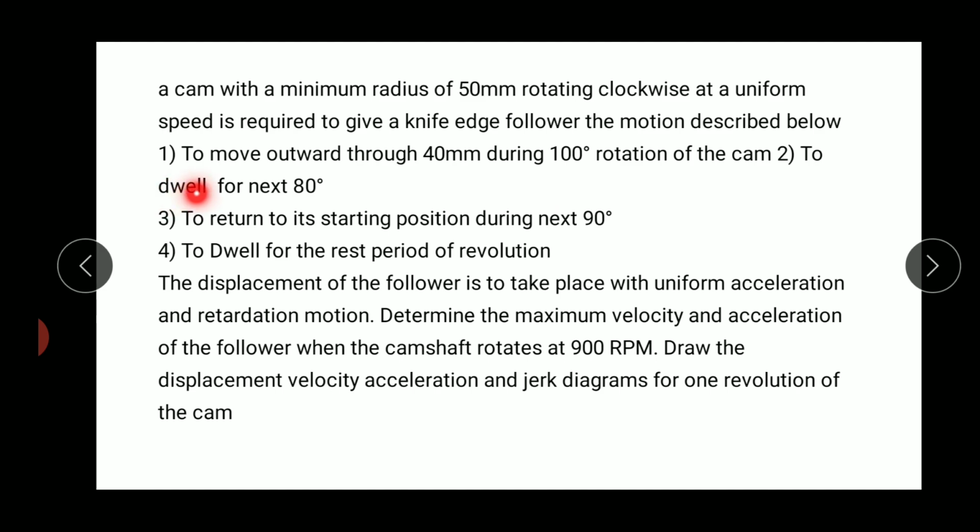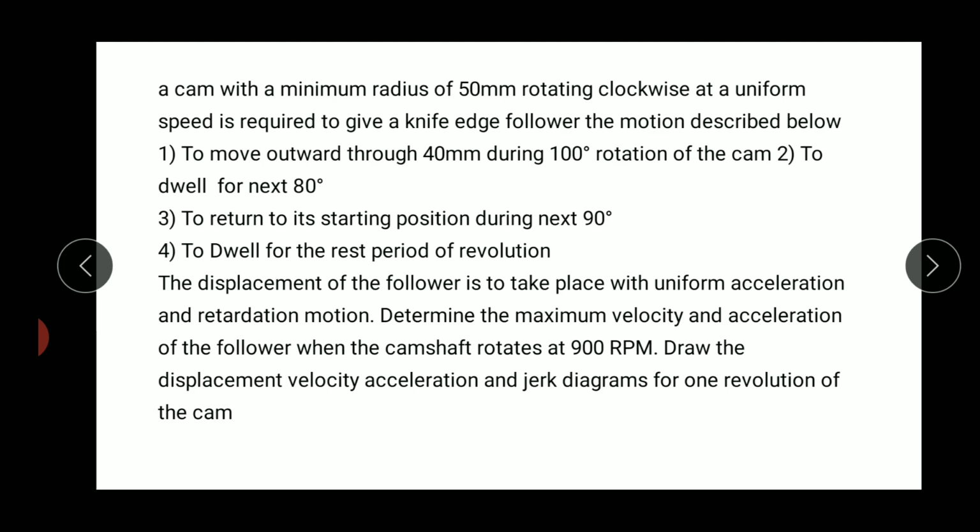To dwell for next 80 degrees, so 80 degrees is dwell. To return to its starting position during next 90 degrees, so 90 degrees is the angle of return stroke, and to dwell for the rest period of revolution. So the remaining part is the dwell. The displacement of the follower takes place with uniform acceleration and retardation motion, that is UARM.